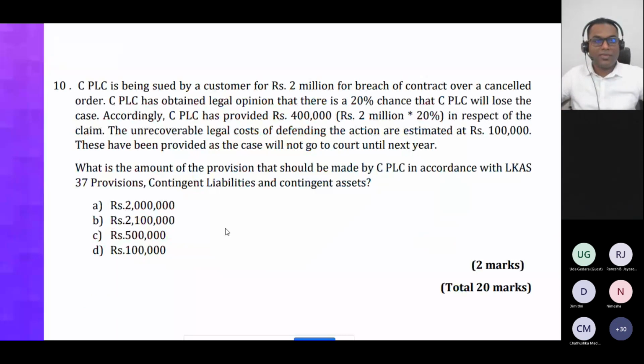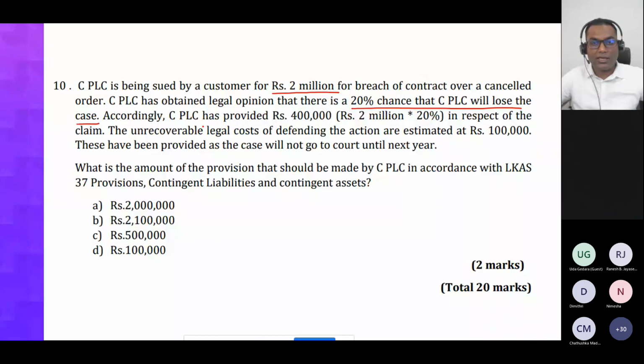Okay. Question number 10. So this is the last question of the objective test questions. So question number 1 has 10 questions. Each question carries 2 marks. Look at this. CPLC is being sued by a customer for 2 million rupees for breach of contract over a cancelled order. There's an order which got cancelled. There's a breach. CPLC has obtained legal opinion that there is 20% chance that CPLC will lose the case. Only 20% chance is there for CPLC to lose the case.